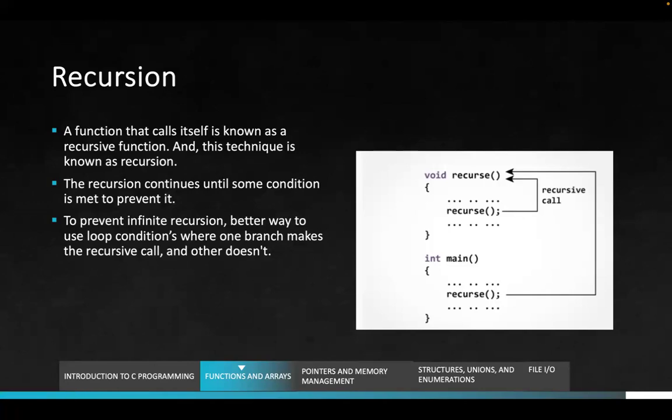The recursion continues until some condition is met. Otherwise, it will keep on executing the same function again and again. If you want to prevent this infinite recursion, you should always use a conditional expression to break the recursion. If you are not giving a condition based approach, then you are writing a program in a bad way. So recursion always needs an expression based condition approach.